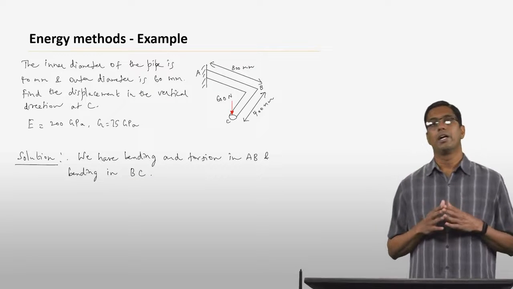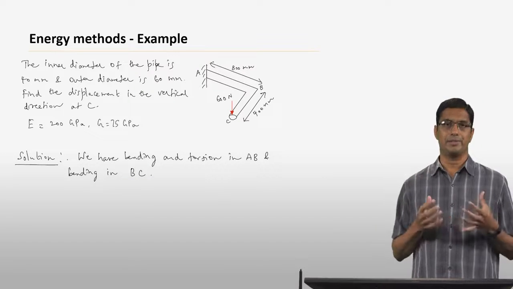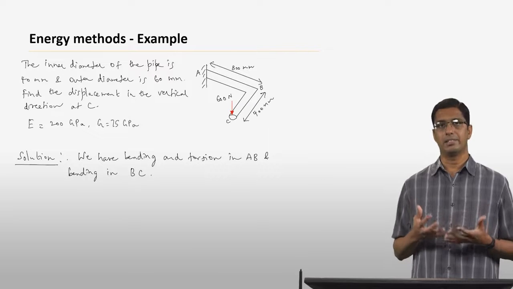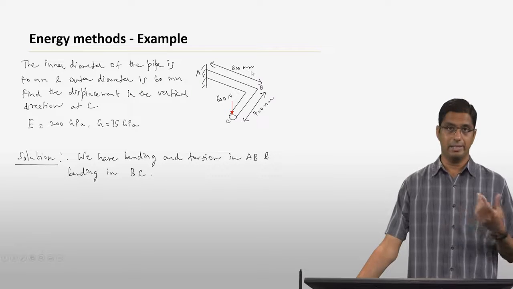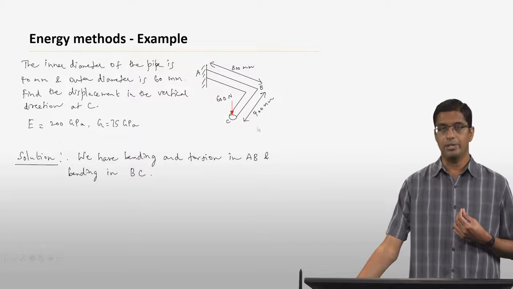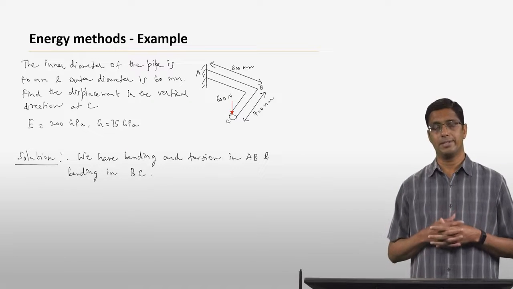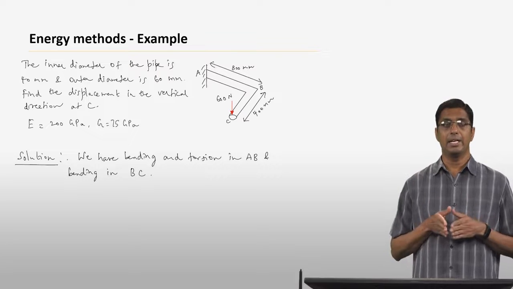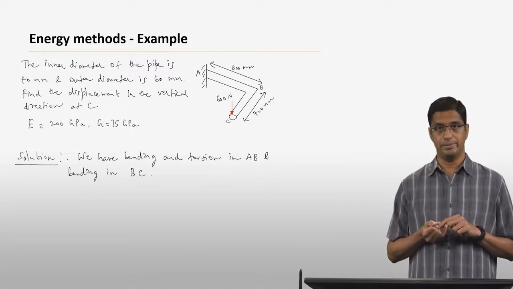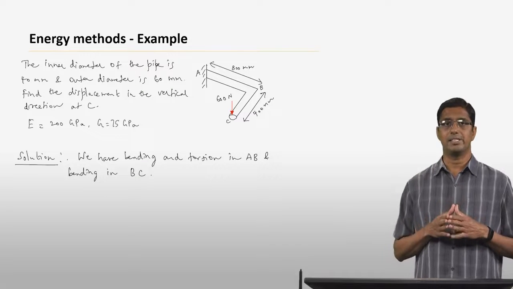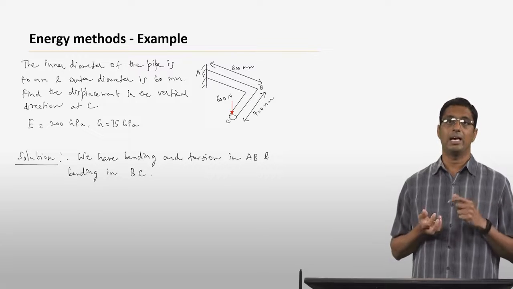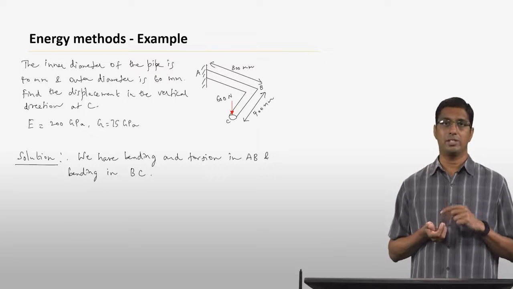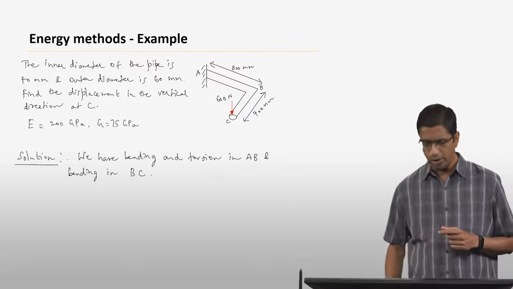Now, if you want to use energy methods, the first thing we have to do is find out what is the internal strain energy that is present in the structure. You're given some of the dimensions: 800 millimeters is the length of segment AB and 400 millimeters is the length of segment BC. The first thing we have to notice here is that the segment AB is going to have both bending and torsion, whereas the segment BC is just going to have bending. So essentially we have to find the bending strain energy in BC and the bending as well as torsional strain energy in AB. So how do we go about doing that?